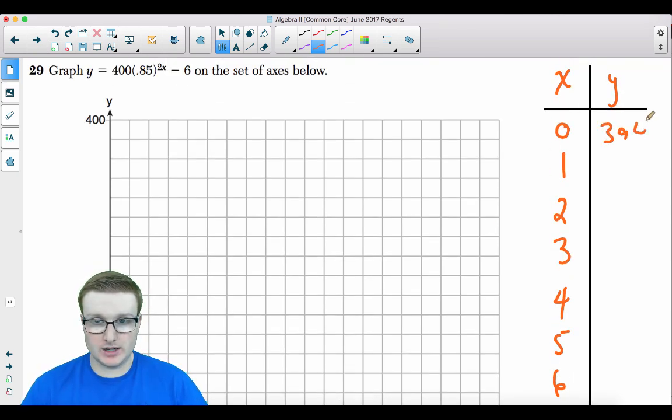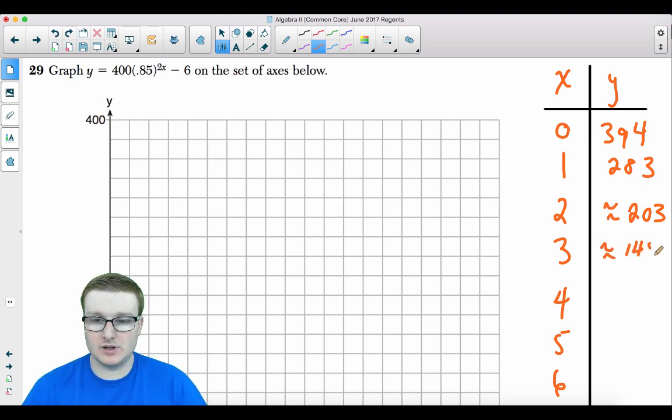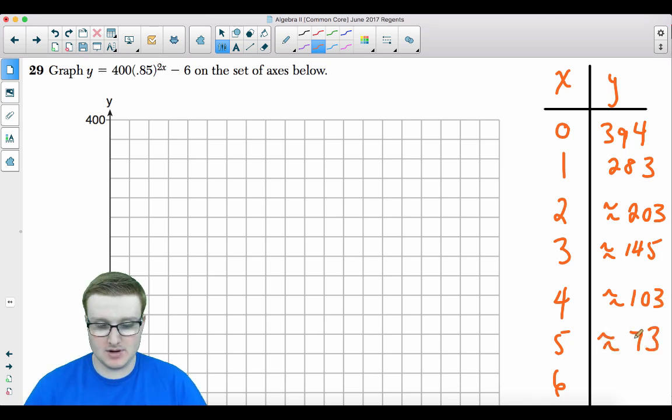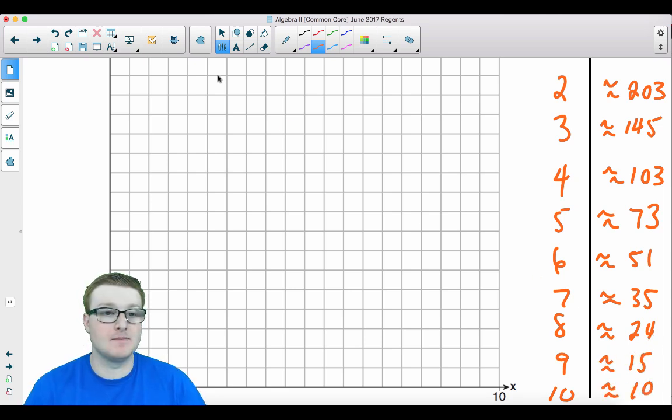it's 394. At 1, it's 283. At 2, it's approximately 203. At 3, it's approximately 145. At 4, it's approximately 103. At 5, it's approximately 73. At 6, it's approximately 51. At 7, it's approximately 35. At 8, it's approximately 24. At 9, it's approximately 15. And at 10, it's approximately equal to 10.